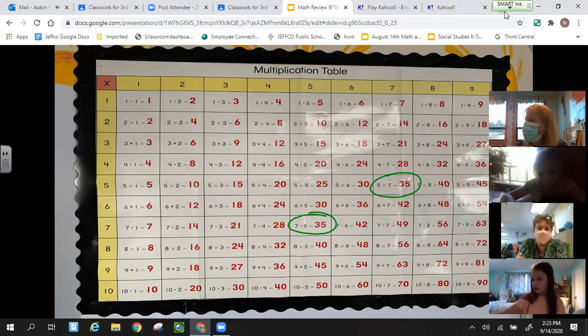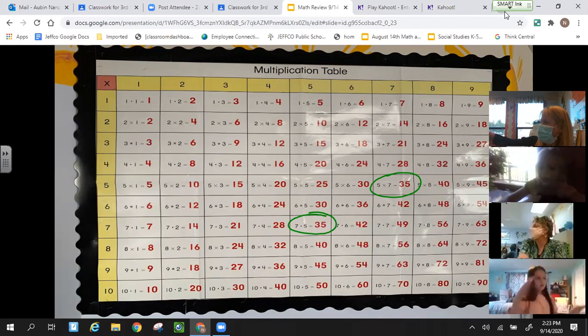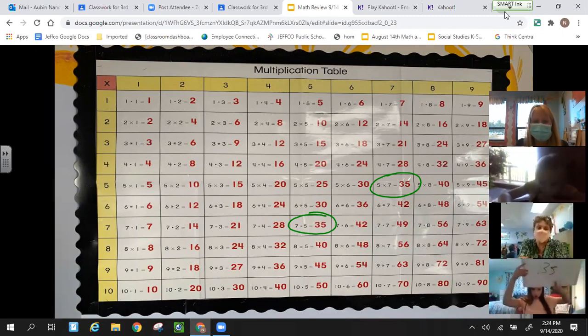Jensen, nicely done. I see you. Sunny, you've got it. Looking good. Ellie's got it. Charlie, looking good. Make sure you write it out like Gabe. Gabe, show yours. I love how we use the dot. 7 times 5 equals 35. All right, Sparkles, let's try another one.